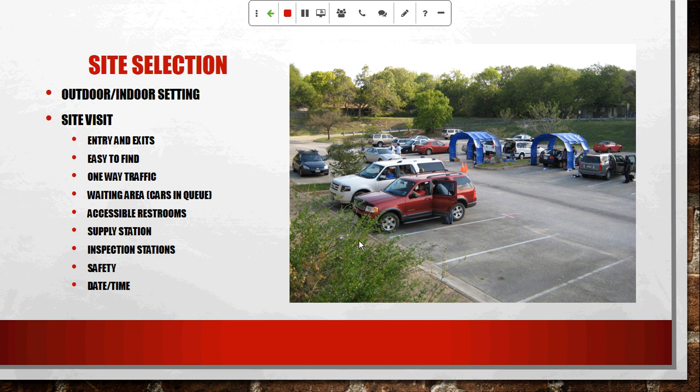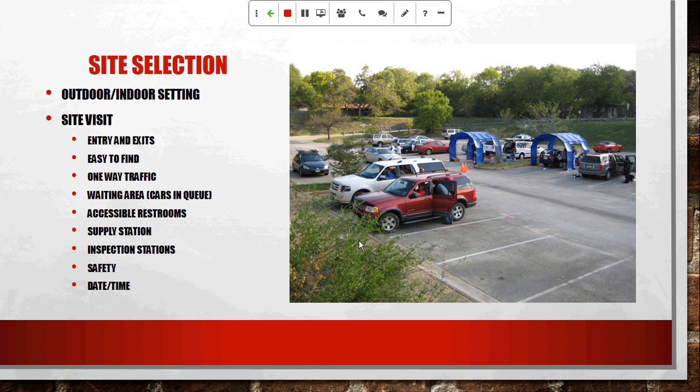Also, you want to look at where you're going to be able to put supply stations or supply tables. So ideally, you would have at least 2 different areas where you're going to have tables. You're going to have a table at the very front of where cars are waiting in queue for your greeter to utilize, and then you may also want to have a second table where you have installation supplies and other types of educational materials for parents to pick up. Another thing to consider is inspection stations. So you're going to want to look at your parking lot and be able to locate where you're going to be able to set up your individual inspection stations.